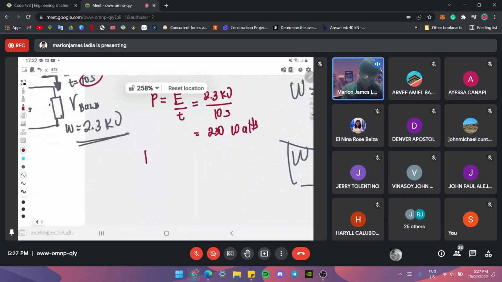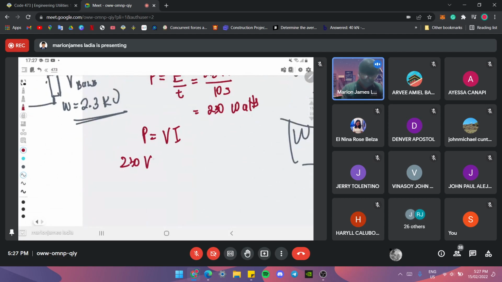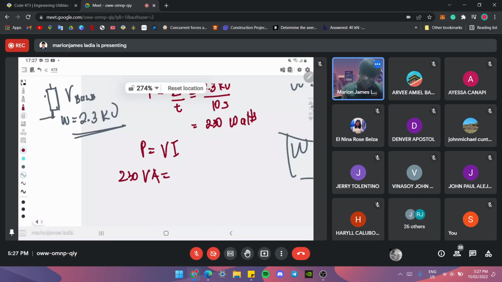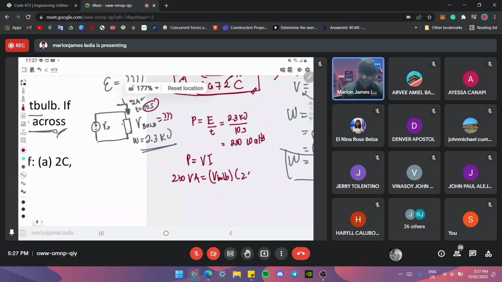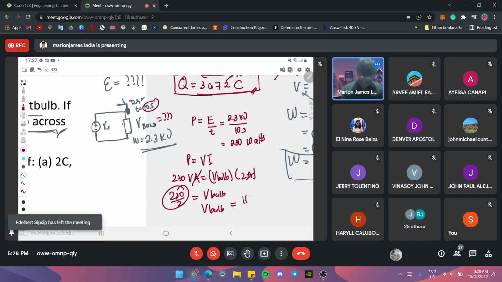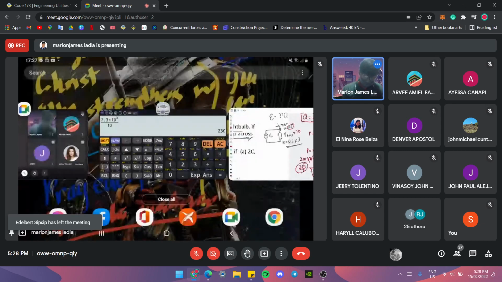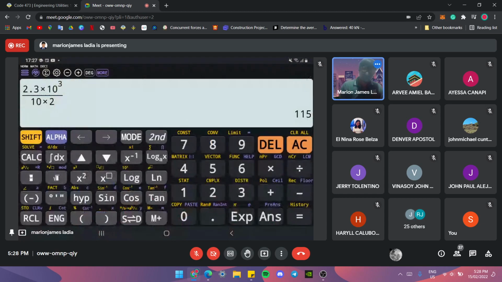So, lalaroin lang natin itong formula. Power is equal to VI. Okay? So we have 230 watts, which is equal to 230 VA. Di ba? Parehas lang yun. And my V was unknown. So, unknown yung V natin. So, V bulb multiplied by our I. So, ano yung current natin? Which is equal to 2 ampere. So, from here, I will have, cancel yung ampere. 230 over 2 is equal to my V bulb. So, therefore, our V bulb is equal to 115 volts. Okay? So, yan. So, that is our voltage.